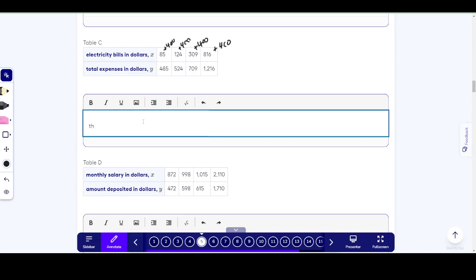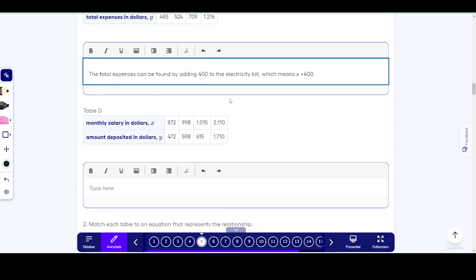So the total expenses can be found by adding 400 to the electricity bill, which means it's x plus 400. Did not press x, did not press plus 400, just like that.